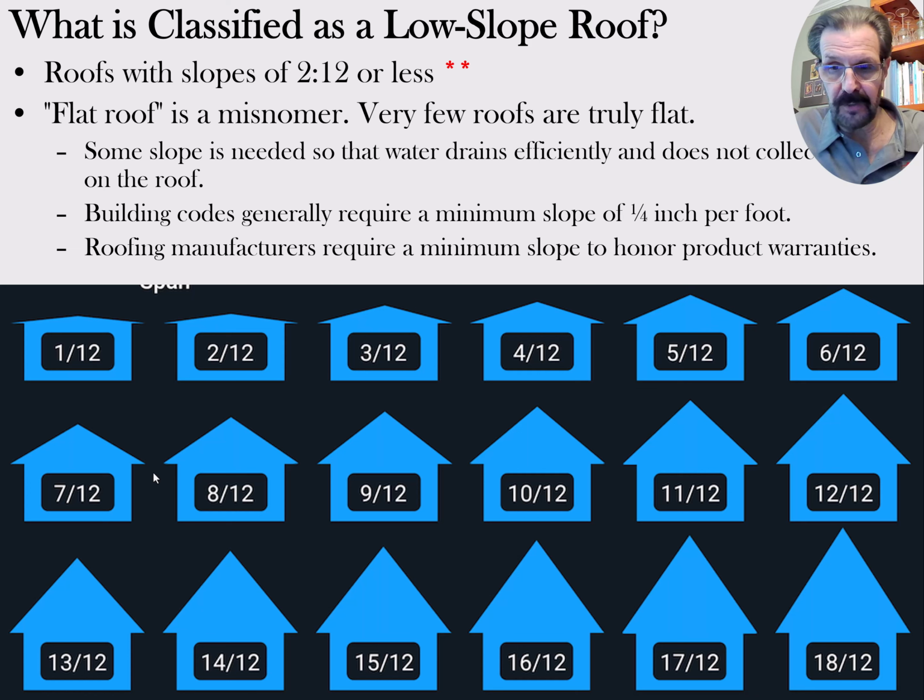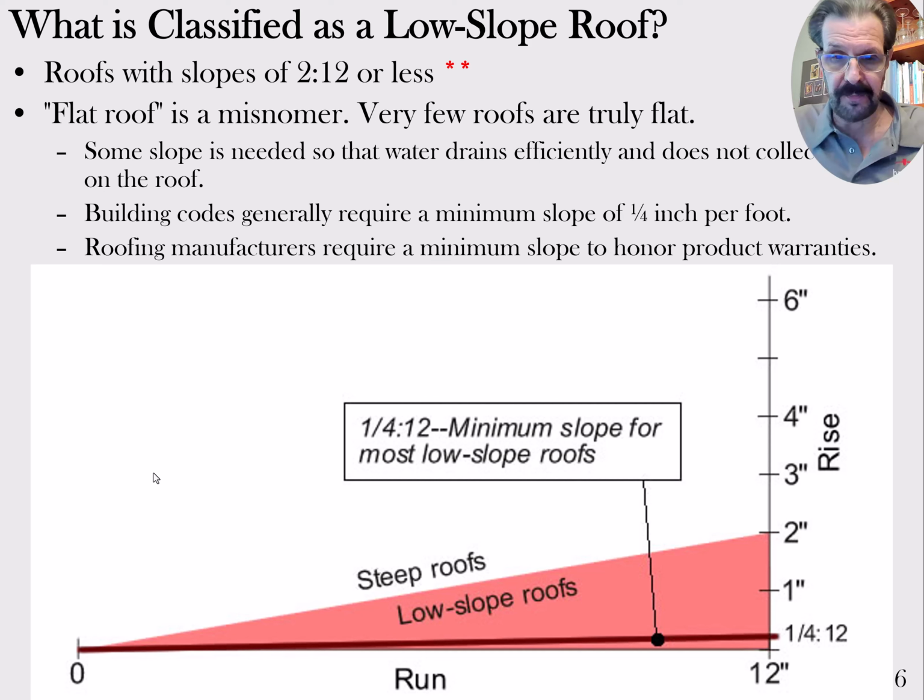And then, of course, you can get so steep that some of these roofs will clean the roofers off the roof too. So here we're looking at a graph that shows the low slope region is from 2/12 down to about 1/4 to 12, a quarter inch up for every 12 inches horizontally.